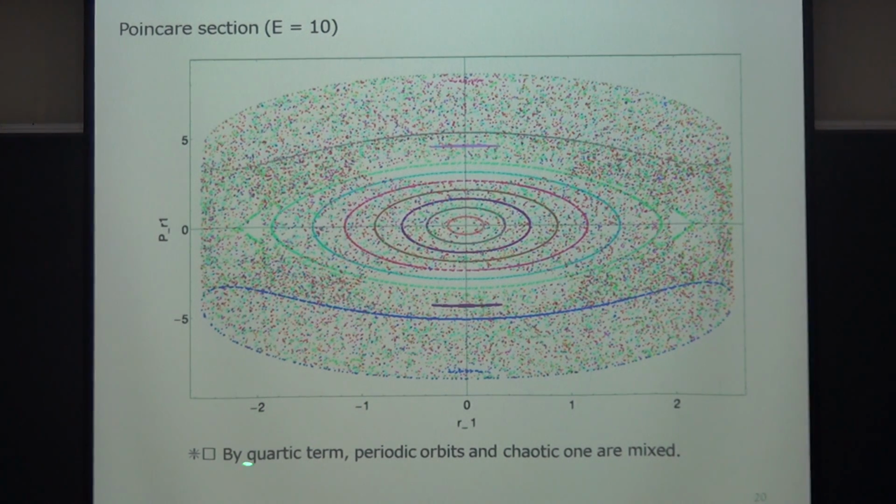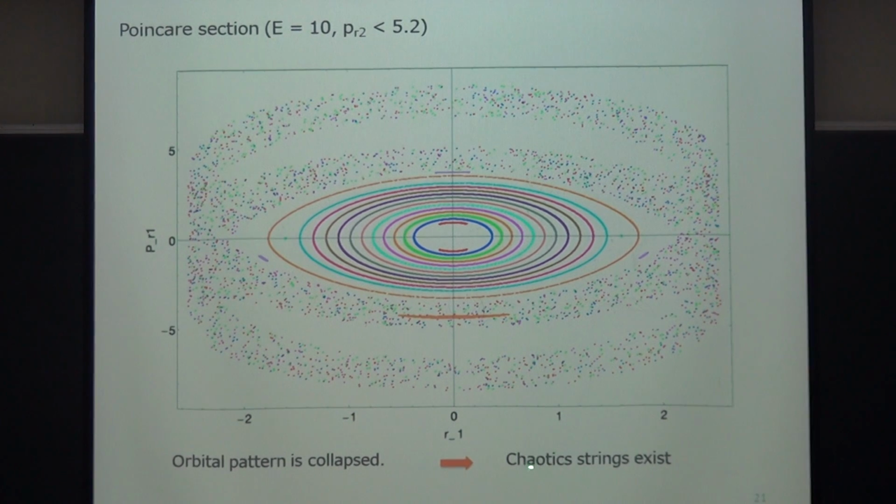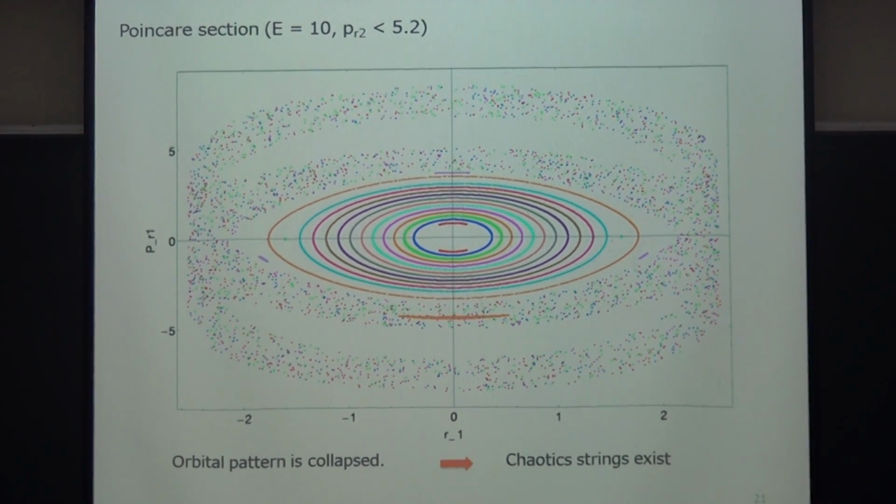And by the chaotic term, periodic orbits and chaotic lines are mixed. But by restricting the momentum in the direction R2 to be smaller than 5.2, we can see a chaotic pattern appearing in the phase space. So we can say that chaotic strings exist in this limit.